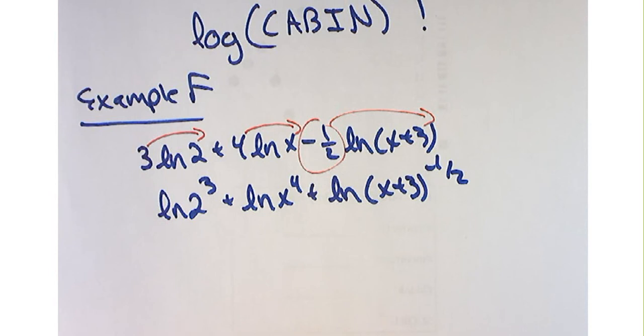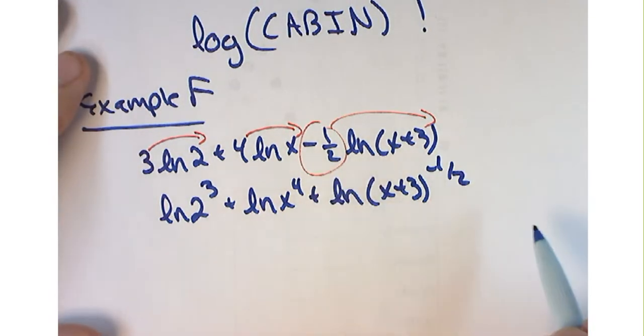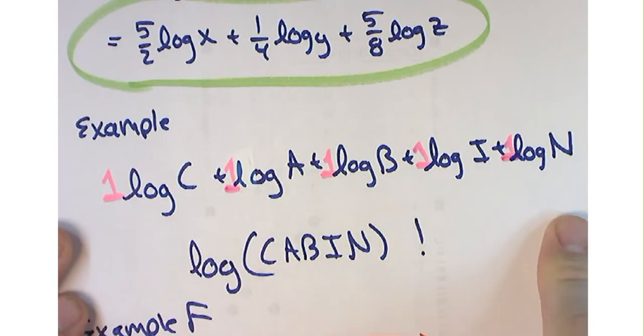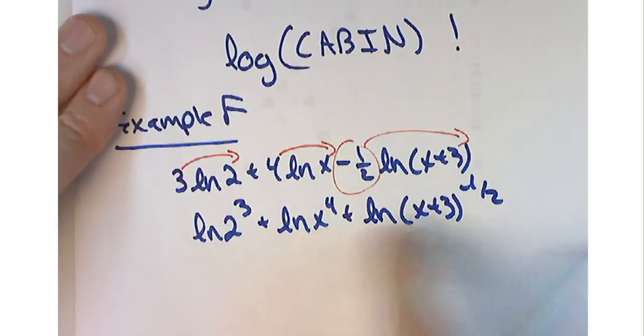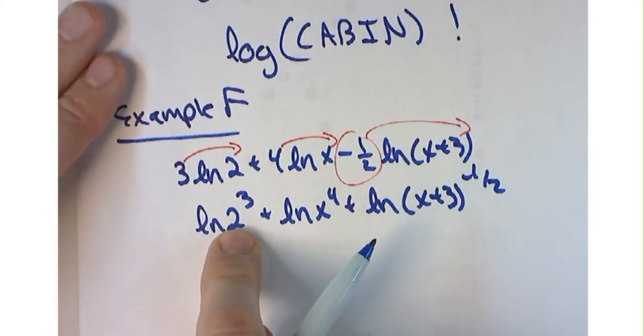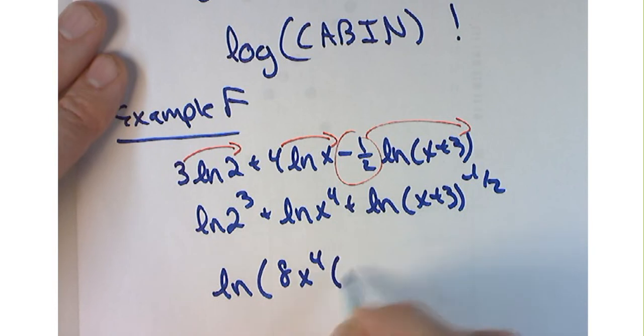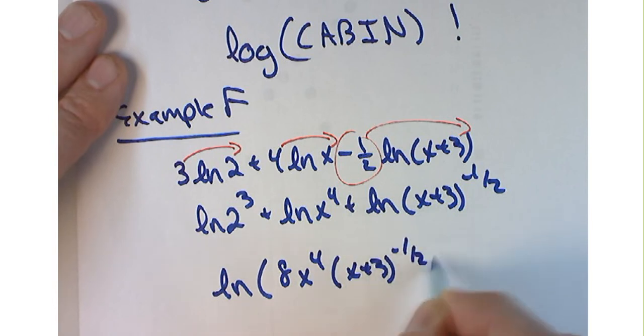So we're okay with that? I just used the power rule in the opposite direction. The power rule says bring it down, or in the other direction, it says you can take it up. But here's where we're going to apply our log cabin rule, right? Because all these coefficients are now 1. So 2 cubed, what is that? That's 8, right? So I'm just going to write that as the ln of 8, x to the fourth, and then x plus 3 to the minus 1/2.